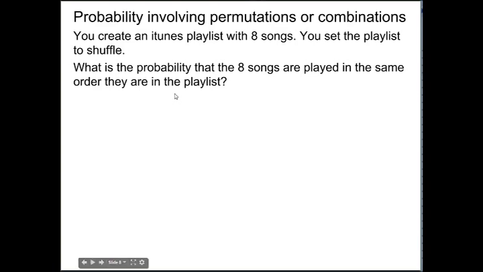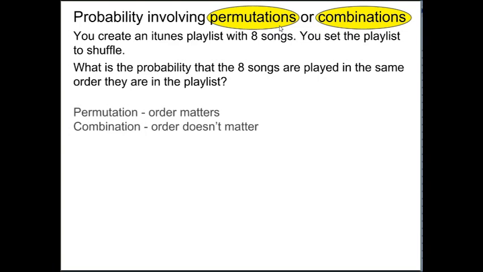So first of all, we need to figure out whether we're talking about a permutation or a combination. And just as a little refresher, guys, in a permutation order matters, and in a combination, order does not matter. So in this case, we're talking about the probability that the songs are played in the same order. So this should be a key. This is a keyword right here. We have order in the question. So that probably means we're going to be working with a permutation because order matters.